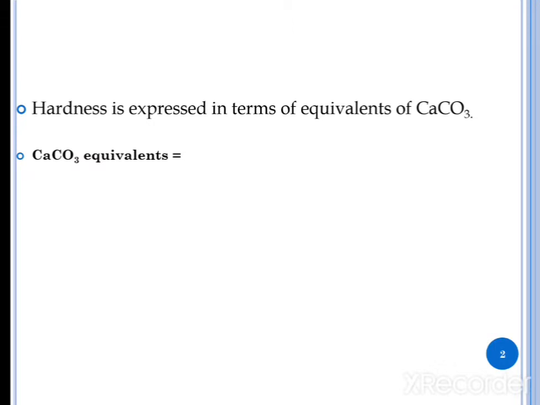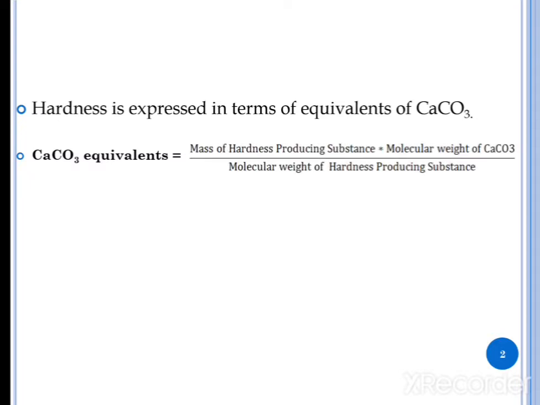So how do we calculate calcium carbonate equivalent? Calcium carbonate equivalent equals the mass of the hardness producing substance times the molecular weight of calcium carbonate, divided by the molecular weight of the hardness producing substance.